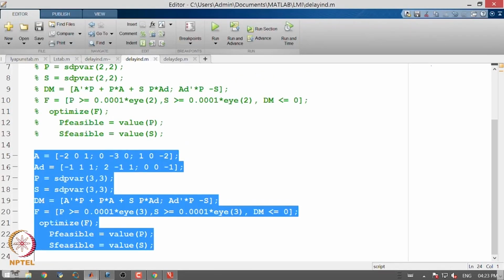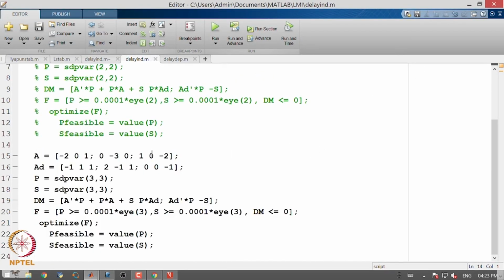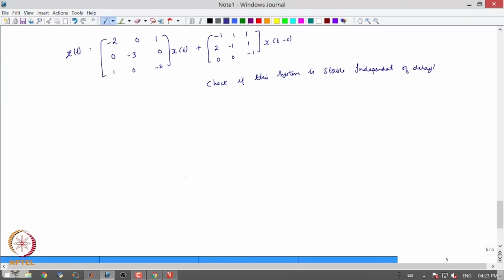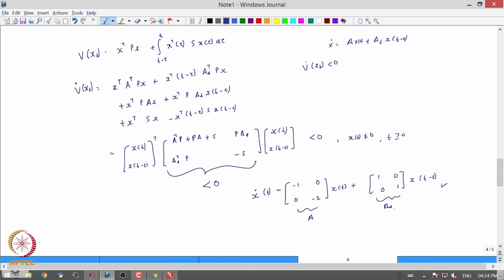Okay, so let us see. I just plug in the A and AD. My unknown matrices are now of dimension 3 cross 3, and I just run this code. That actually gives me an infeasible condition here, right, that this system is not independent of delay. So, the answer is this system is not stable independent of delay, whereas the previous system actually was stable independent of delay.